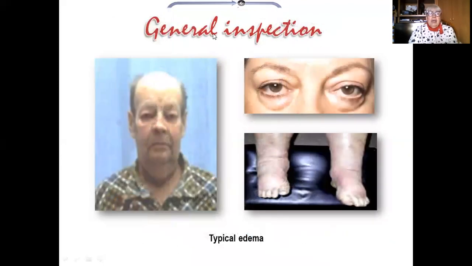So let's go on to general inspection. What is your first view of a patient with kidney pathology? It will be typical edema. In the edematous phase, as you see, periorbital edema, in the morning priority, in both sexes, and the general edema signs with feet swelling or legs swelling or morning hands swelling, and this edema will be warm and soft.